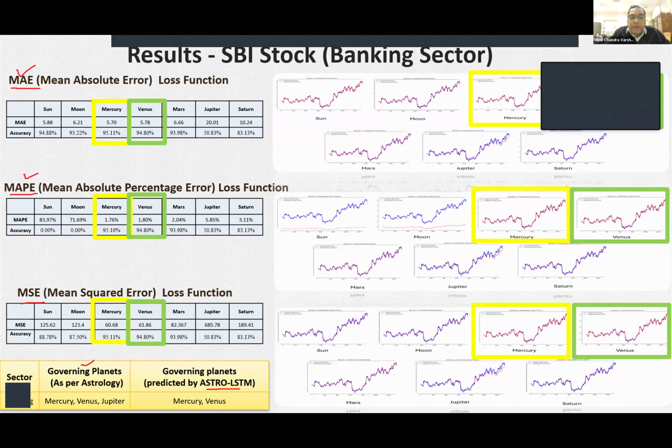So overall, we can say that Astro LSTM has detected that for the SBI stock under the banking sector, we are getting Mercury and Venus. And astrology suggests Mercury, Venus, and Jupiter may influence the banking sector as compared to the others. So I am getting the same result.